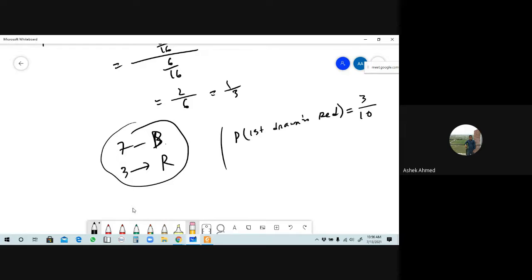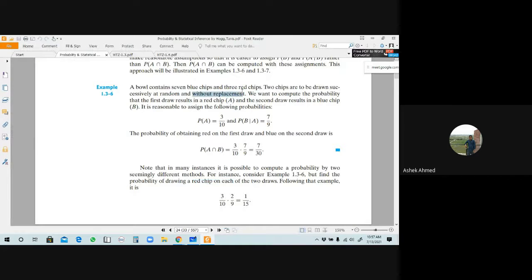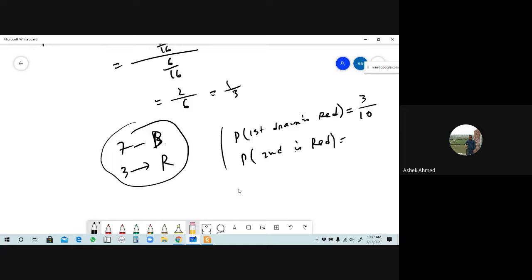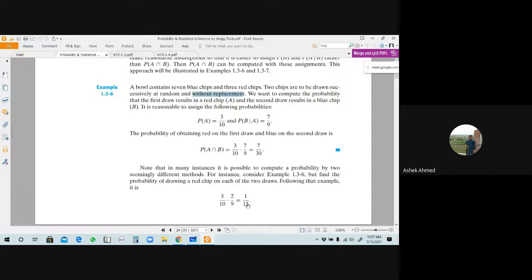After drawing a red chip, the second draw will also be red, but the experiment here is without replacement. So the value for this will be 2/9. Okay. So the first draw is red and the second draw is red. We can say that both are red. In that case, the probability will be 3/10 into 2/9. Is it right? Okay. This is the result here.